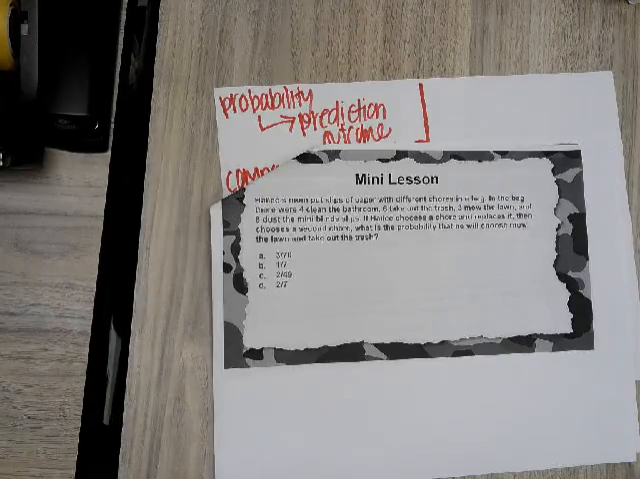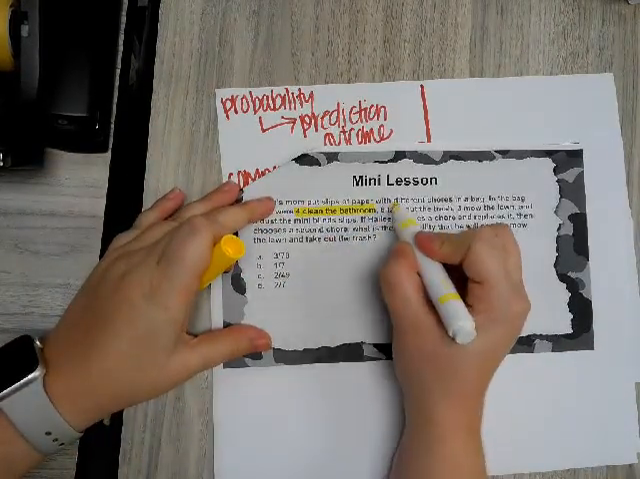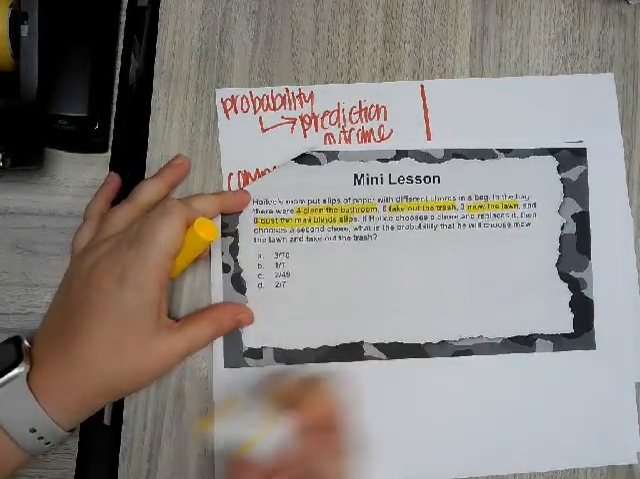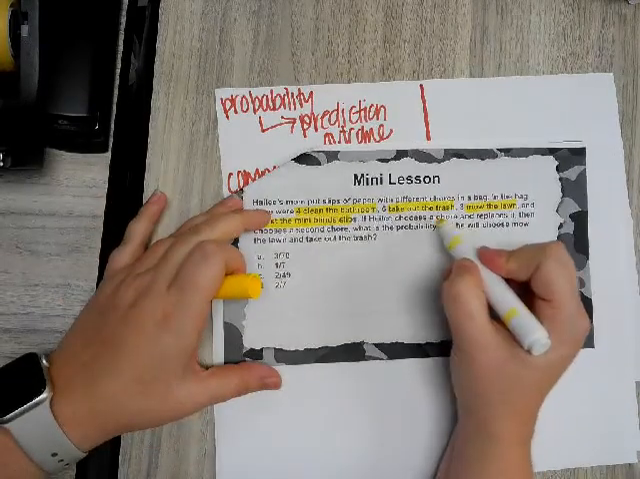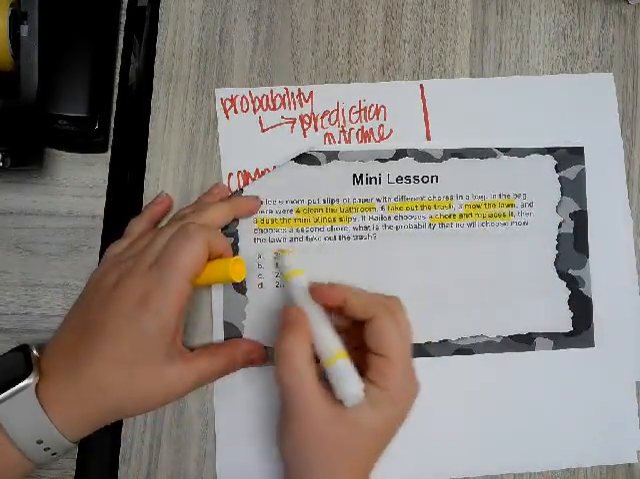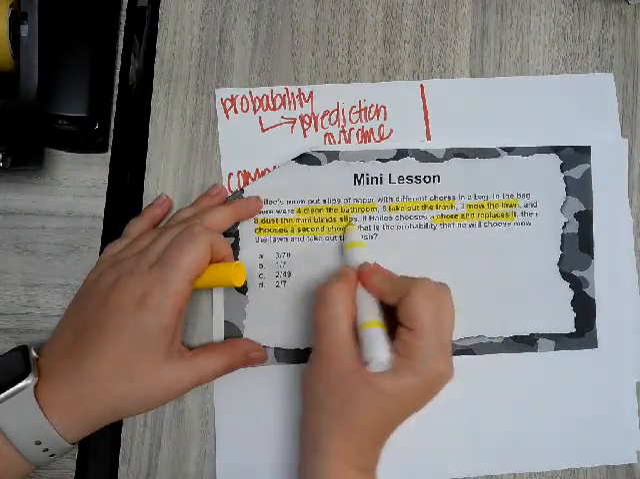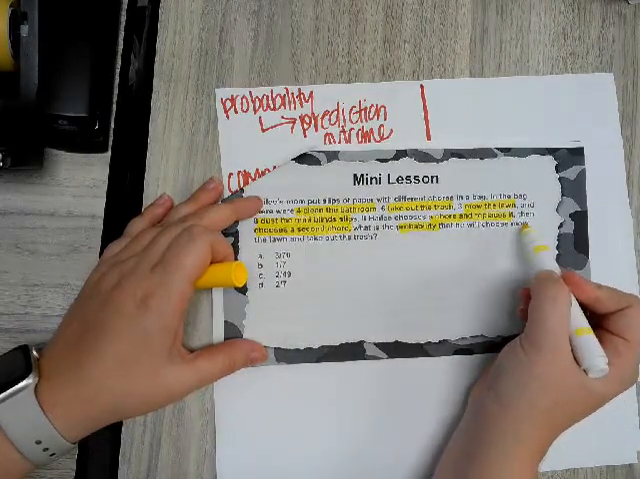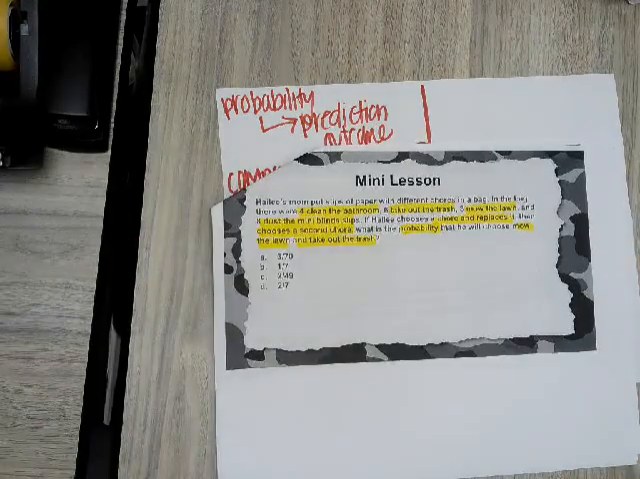In the bag there are 4 clean the bathroom, 6 take out the trash, 3 mow the lawn, and 8 dust the mini blind slips. If Haley chooses a chore and replaces it, then chooses a second chore, what is the probability that she will choose mow the lawn and take the trash out?